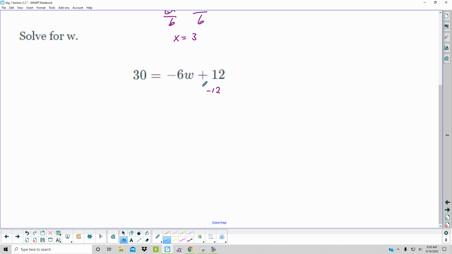So I'm going to start by subtracting the 12 from both sides. So then what is that? 18 is equal to negative 6w divided by negative 6 because it was held by multiplication. And you get negative 3 is equal to w.